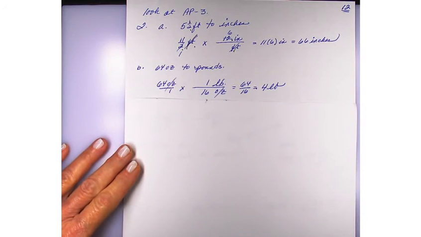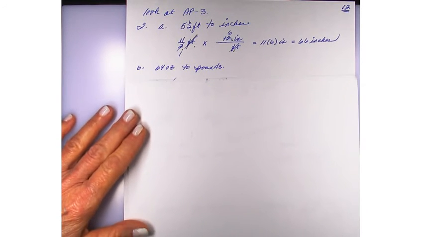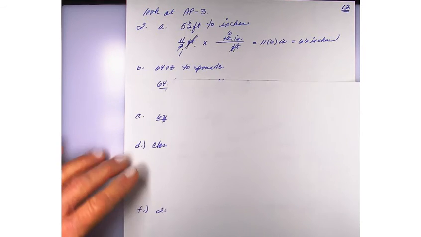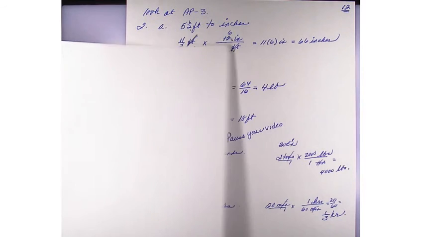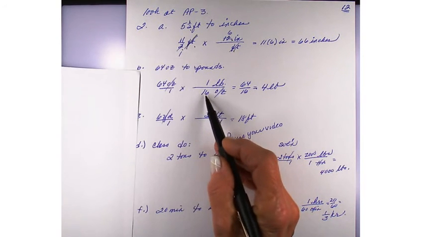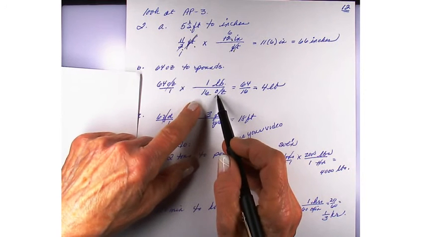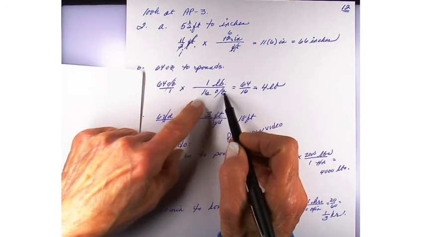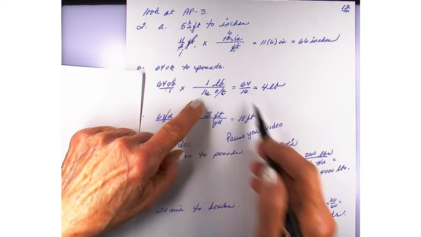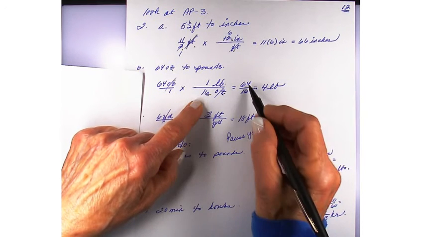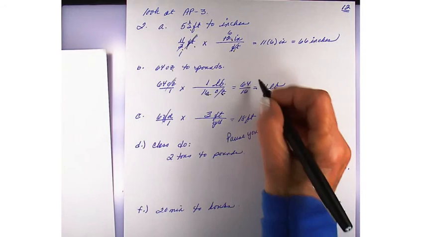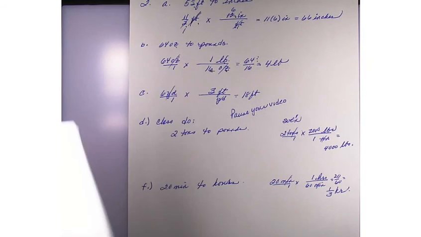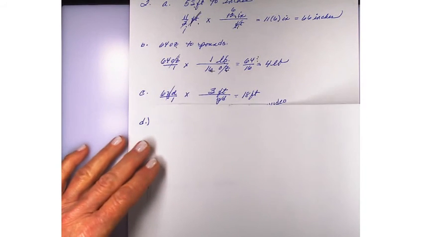Let's look. 64 ounces to pounds. Okay, so I need to know how many ounces are in 1 pound. I have 64 ounces. How did I know to put that 16 in the denominator? Well, I needed to get rid of the word ounce, so I had to put the 16 ounces in the denominator and the 1 pound in the numerator. I have 64 over 16. That divided out evenly, and I got 4 pounds. Okay, feeling more comfortable? I hope so.